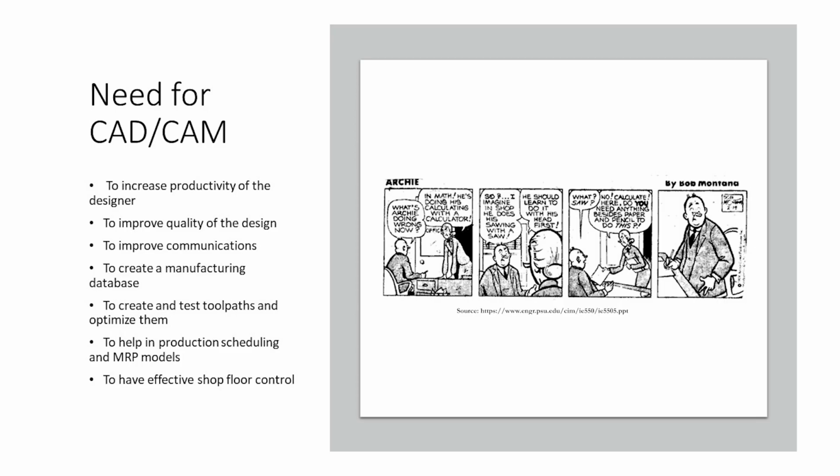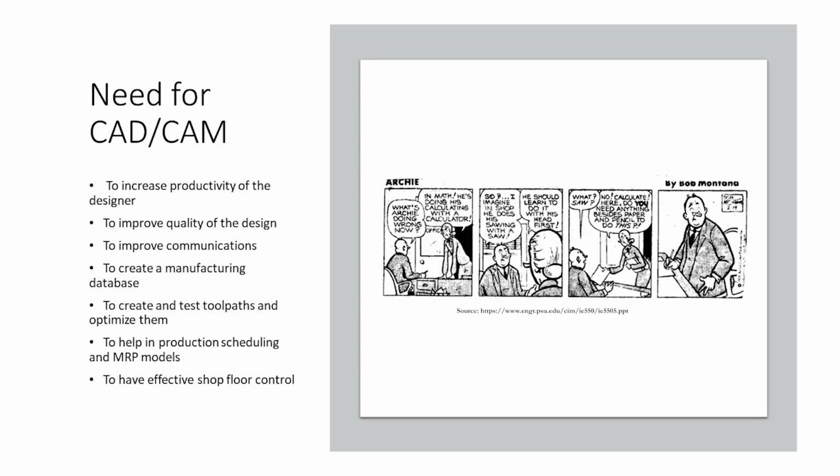So, once you have a 3D model, then you can communicate it to anybody in your company, or you can communicate with your colleagues, etc. So, you just need to send one file, a digital file. It also helps create a manufacturing database. So, all the products that you have made, you can create a database out of it. You can create and test tool paths and optimize them for CAM, and you can also carry out production scheduling, and you can carry out manufacturing resource planning.